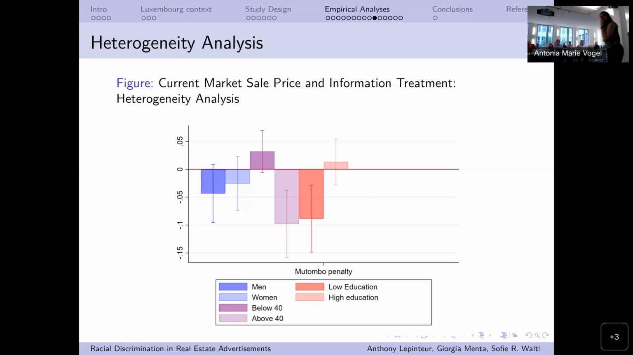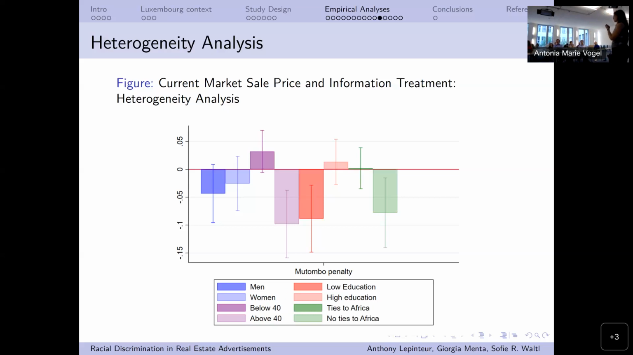Then what we also checked was education, something that has been found by the literature a lot. Okay, I will speed up. And it's driven by people with low education, and high and low. High was postgraduate education, high school graduation education. They are not discriminating. However, those with low education are discriminating a lot.